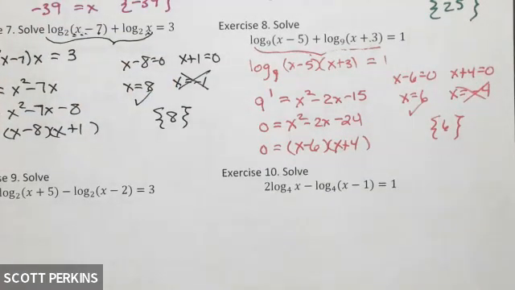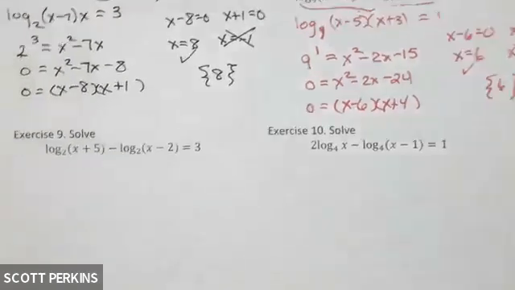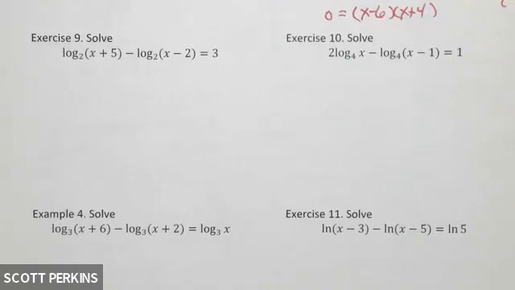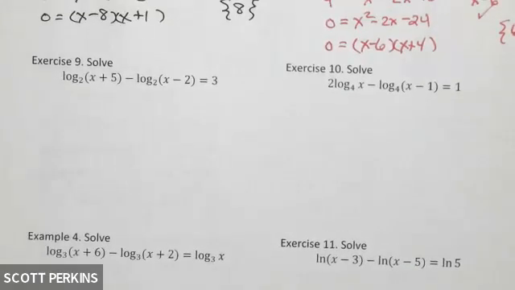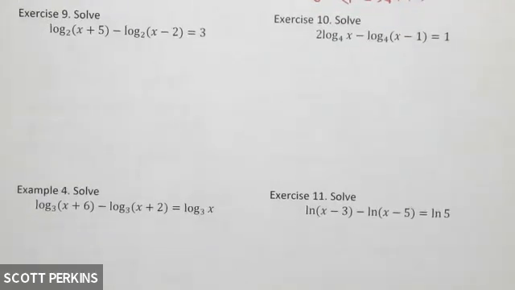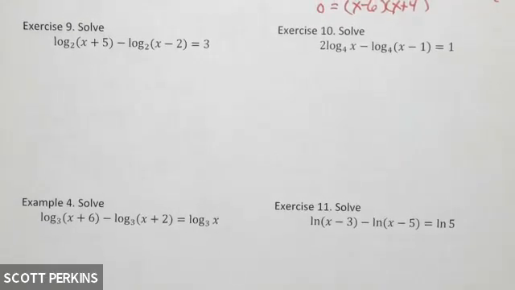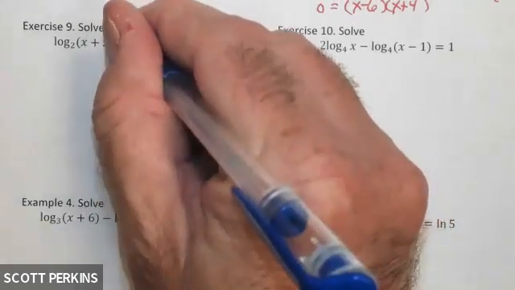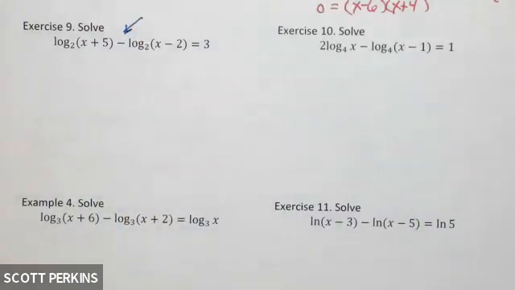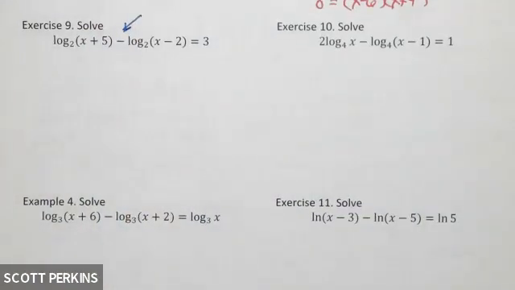All right, the next two problems make one small change to what we've been doing. In exercise 9, before you get going, what is the one difference in exercise 9 than the previous 3 problems we've done? There's a minus. What does the minus mean? What's the rule that I'm going to use to combine those into a single log? Quotient rule. Go ahead and give it a try. Do your best job.